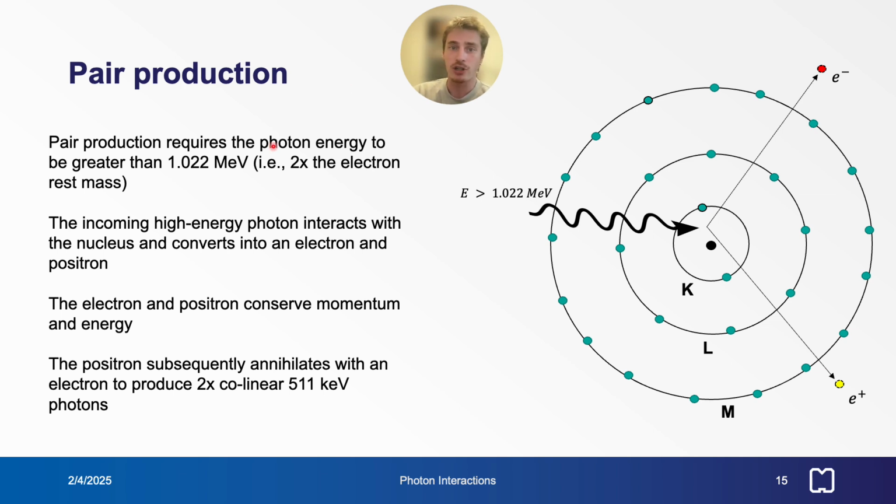Now, in pair production, the photon energy is required to be at least 1.022 MeV, i.e. at least twice the electron rest mass energy. Now, the incoming high-energy photon interacts with the nucleus and converts into an electron and a positron, which conserve momentum and energy. The positron subsequently annihilates with another electron to produce two collinear 511 keV photons.